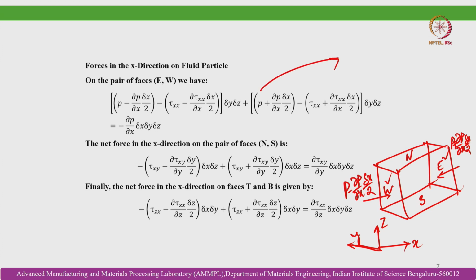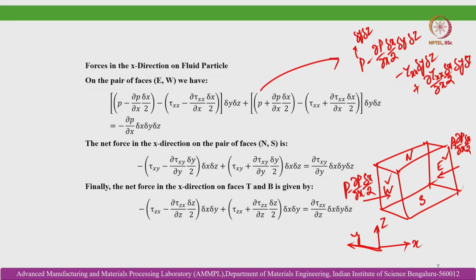So, if I write it from here, then P minus ∂P/∂x δx/2 into δy δz, and so here also P into δy δz. Then minus this one we have written, minus τxx δy δz plus ∂τxx/∂x δx/2 δy δz, and then plus P δy δz, plus ∂P/∂x into δx δy δz by 2.